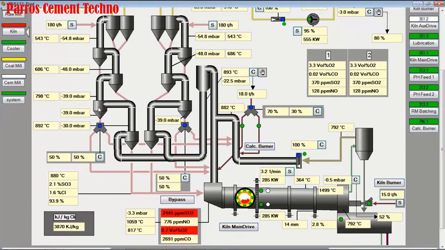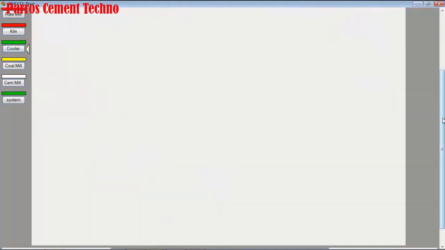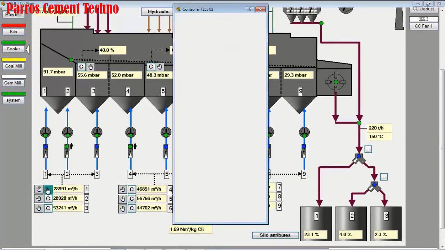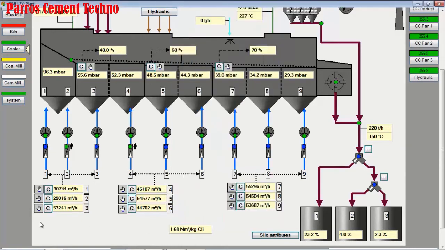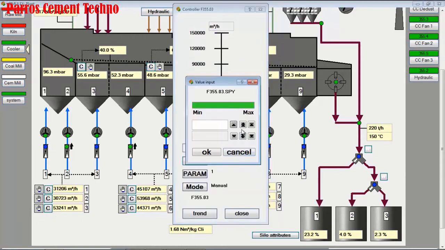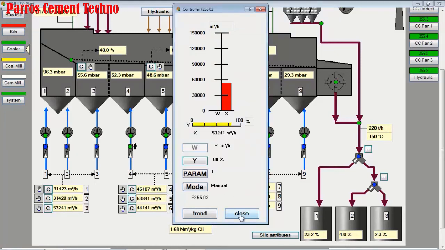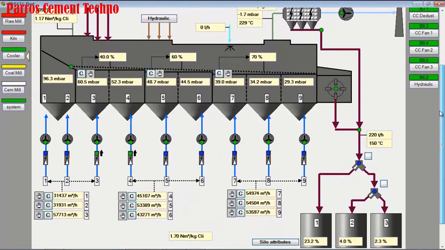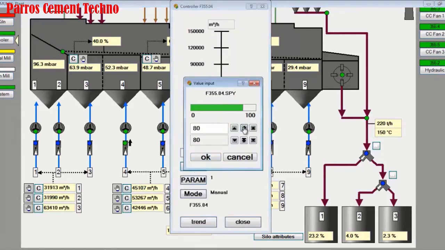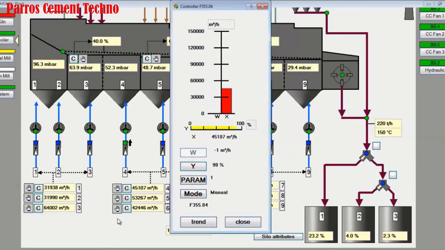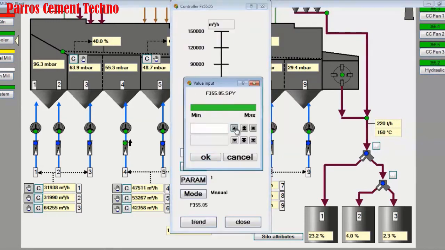O2 in the kiln inlet is below 1%, so we can add O2 from the cooling air. We add cooling air, especially to the cooling air in grate 1, each cooling fan we increase 10% to 90%. Total cooling air consumption is still low at 1.7, the standard is 1.8 to 2.0 normal cubic meters per kilogram of clinker. We increased the use of cooling air from grate 2, each cooling fan we increased to 90%.